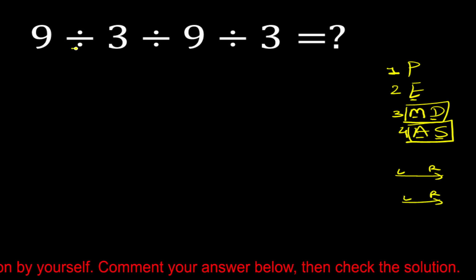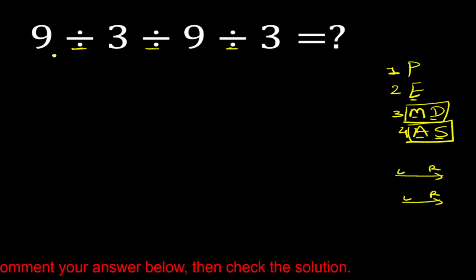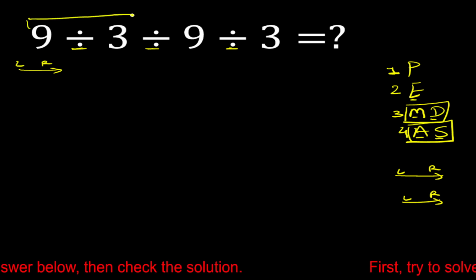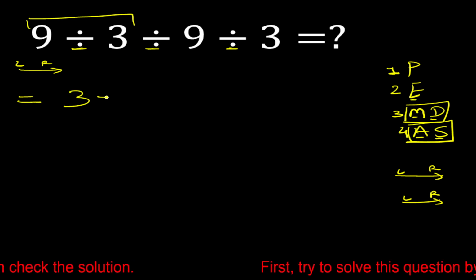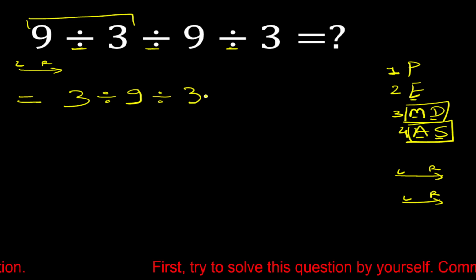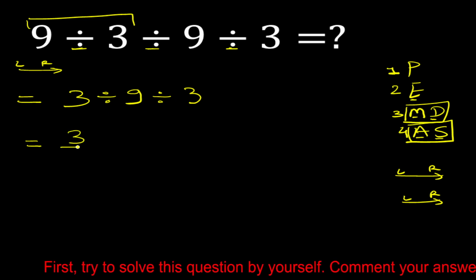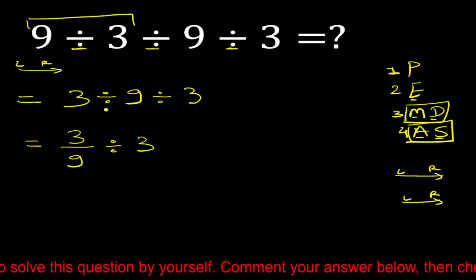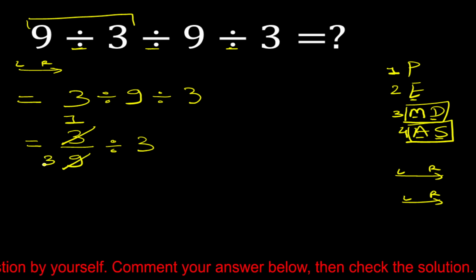Okay, so here is one division, here is division, and also here is division. So all have equal priority, so we have to solve it from left to right. Okay, so first we have to solve this division. 9 divided by 3 is equal to 3, so 3 divided by 9 divided by 3. Okay, now 3 divided by 9 can be written as 3 upon 9 divided by 3. Okay, now 3 divided by 3 is equal to 1. 9 divided by 3 is equal to 3.